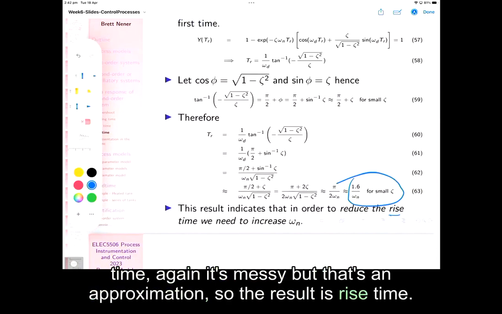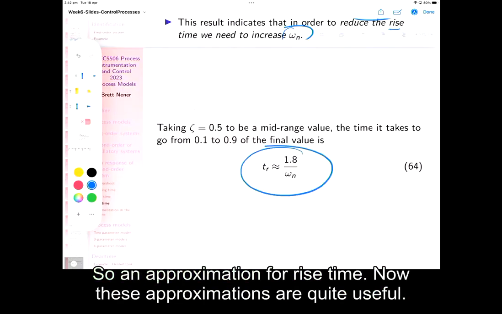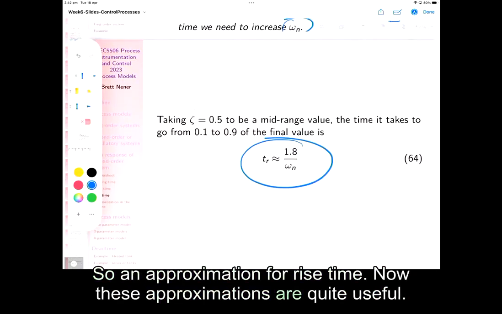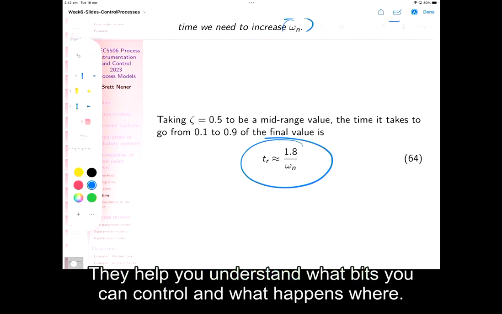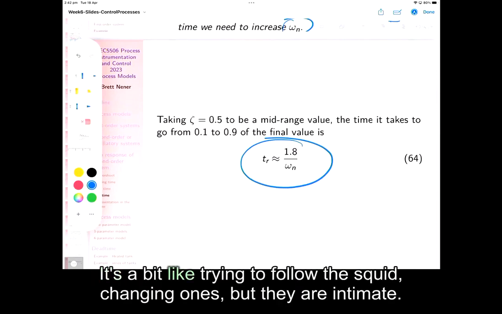So the result is rise time, an approximation for rise time. Now, these approximations are quite useful. They help you understand what bits you can control and what happens where. All right? It's a bit like trying to control a squid.